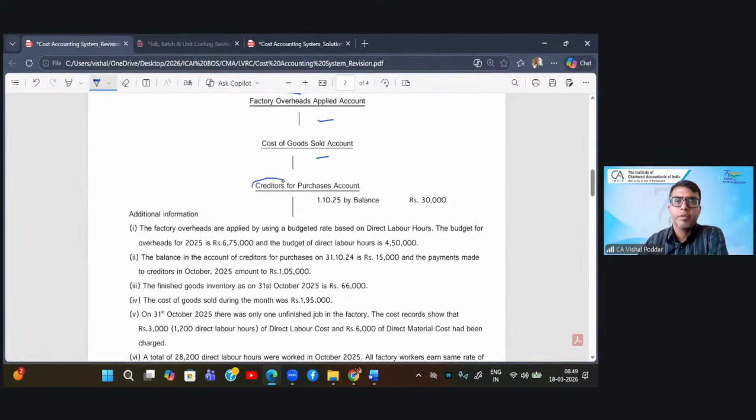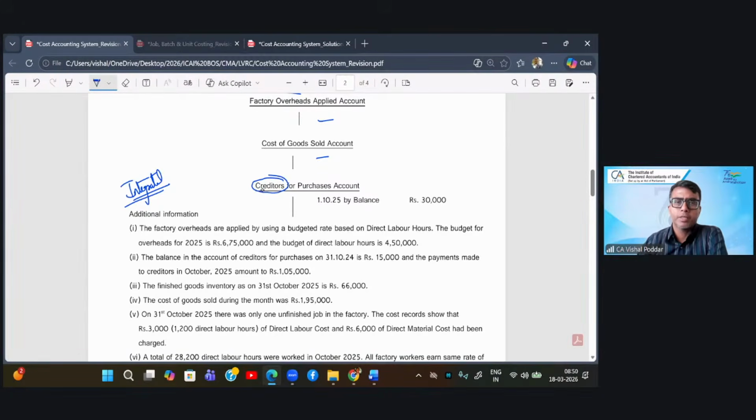And interestingly, they have given you creditors. Now see students, the moment you understand that creditors are given, it means you should know that this is a question of integrated system. Because in non-integrated, you will never have debtor, creditor, cash or bank. These accounts will not be there. So if they have given you the creditor account, it means the method they are following is integrated. Well, it makes no difference to us because only the last part of cost accounting changes between integrated and non-integrated.